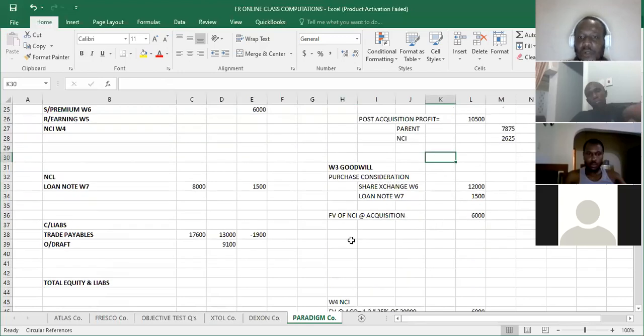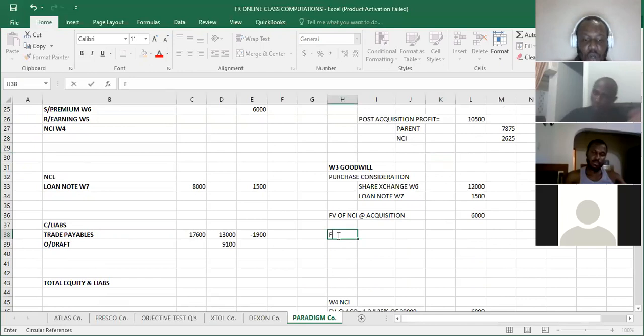So now I have my two considerations, I have my total consideration. So here now I can come and do my fair value of net assets at acquisition.